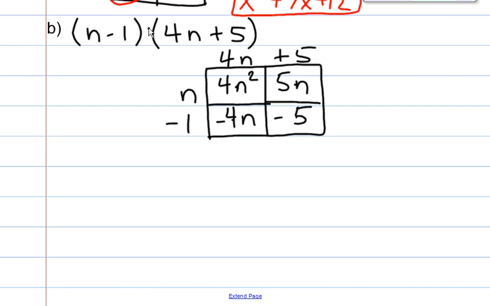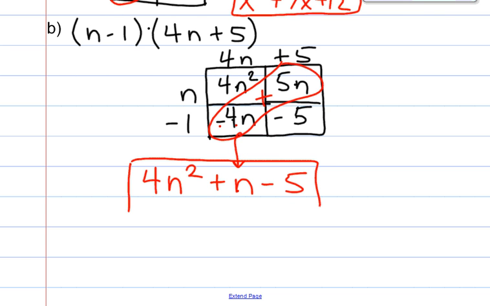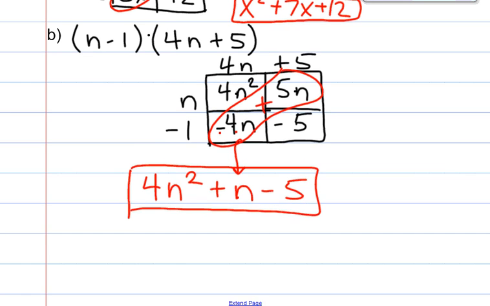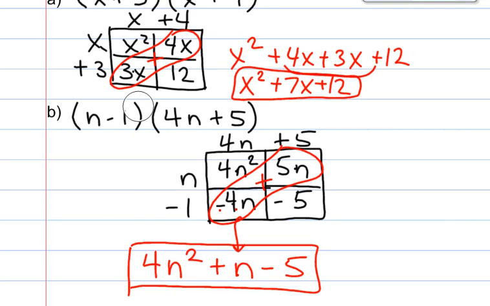And now you just write all your terms together as a polynomial. And also you can see that there are your like terms that will be added together. So if I want to write this, you would get 4n squared, then 5n minus 4n is 1n, and then minus 5. So you can see 5n minus 4n is positive 1n. If you need to write out the second step, that's totally fine, like I did up here.